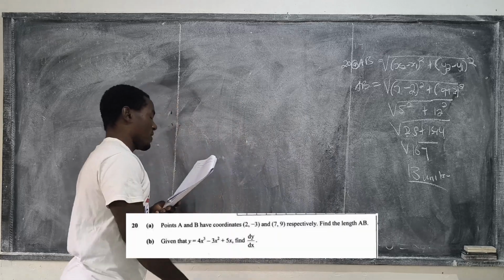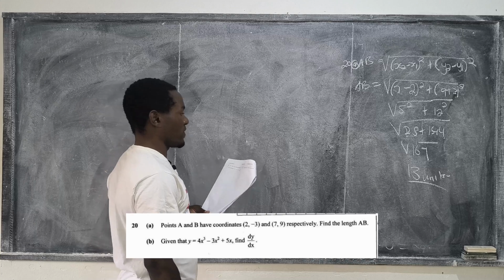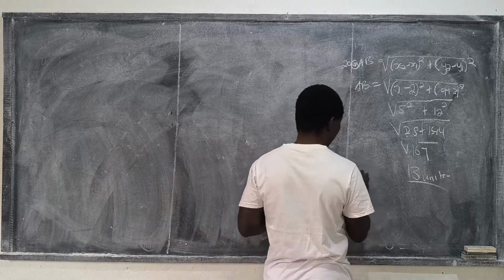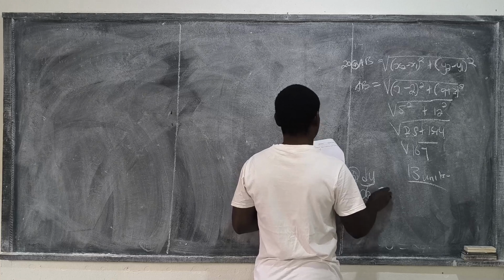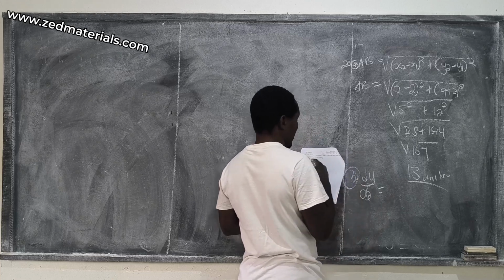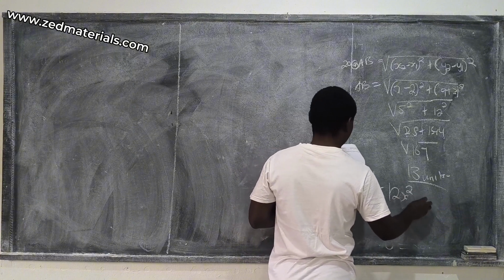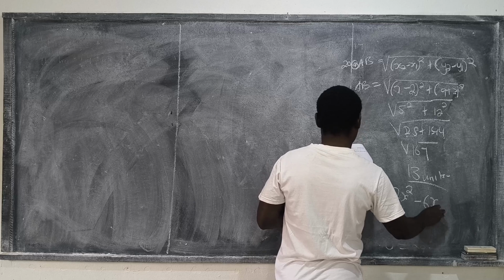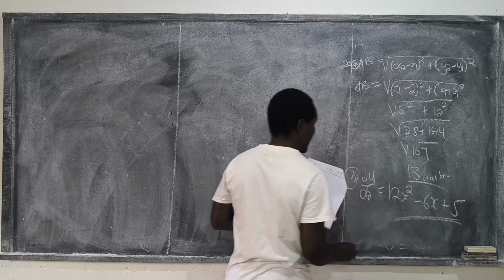You go to B. They are saying given that y is equal to 4x cubed minus 3x squared plus 5x, find dy over dx. So this is differentiation. So B, you will say dy over dx is equal to 3 multiplied by 4, that is 12x to the power 2 minus 6x. Okay, then plus 5. This is your answer. Done.